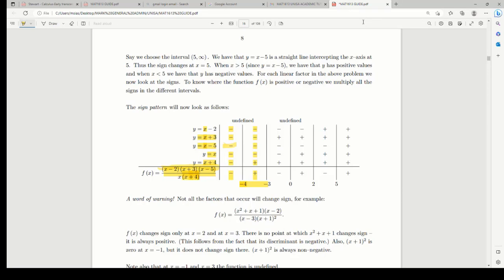And in a similar way, when you do it for these factors over the interval -3 to 0, you'll find the function is negative. And the same for the open interval 0 to 2, you'll see that the function is positive, right?